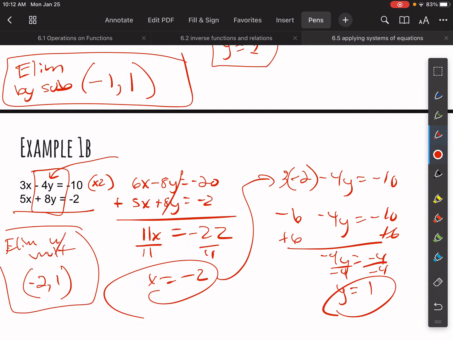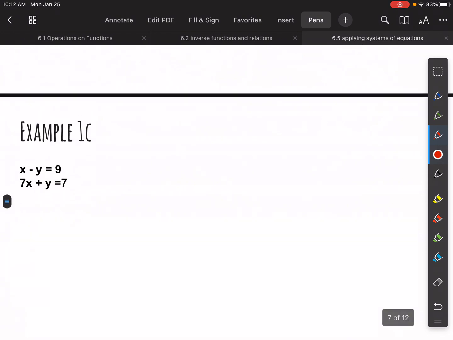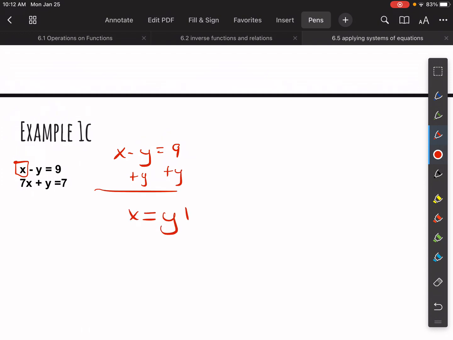Okay, again, they want to know that. Okay, 1c, this looks like a perfect example of a substitution. So I'm going to actually solve the first equation for x. I could do that really easily by adding y to both sides. Then I get x is equal to y plus 9, and I'm going to take that and plug it into the other equation, right?